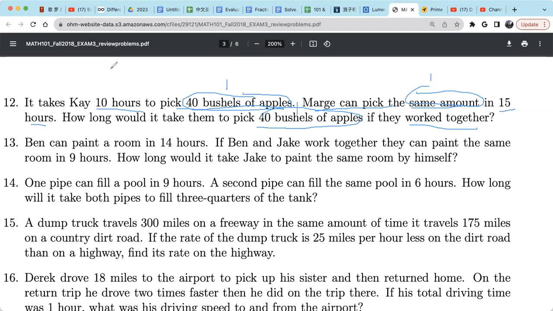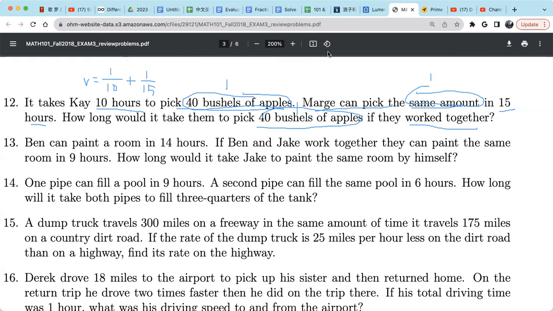So the speed of K picking apples is 1/10. Work done divided by hours. For them to work together, that means add the speeds. Okay, and then 1/15. So this will be the speed of both working together. Let's call this V. You can call it speed, you can call it anything else.